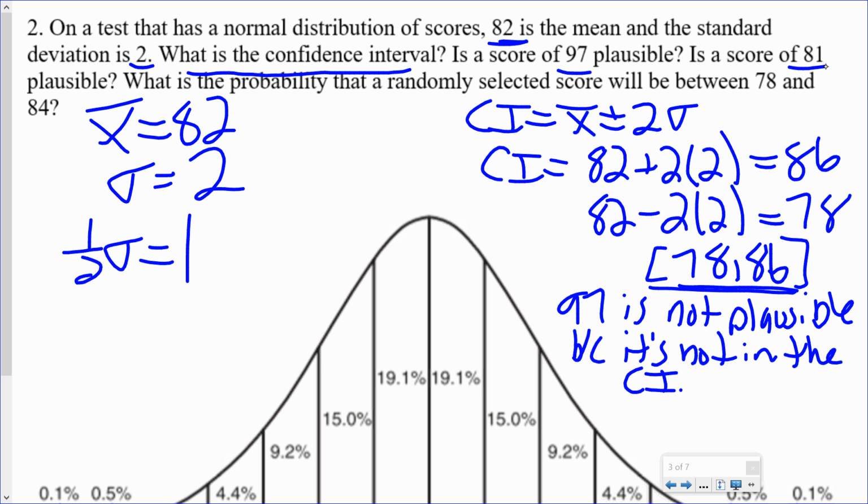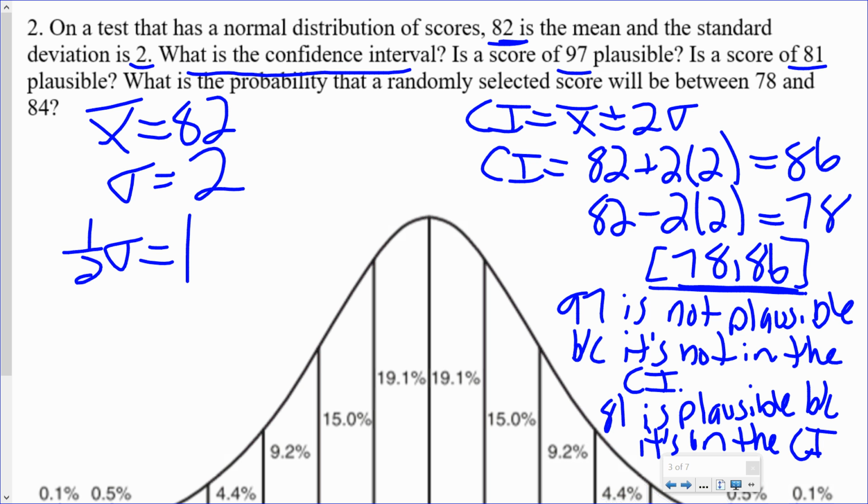Is a score of 81 plausible? Well, 81 is in between 78 and 86. So 81 is plausible because it's in the confidence interval.